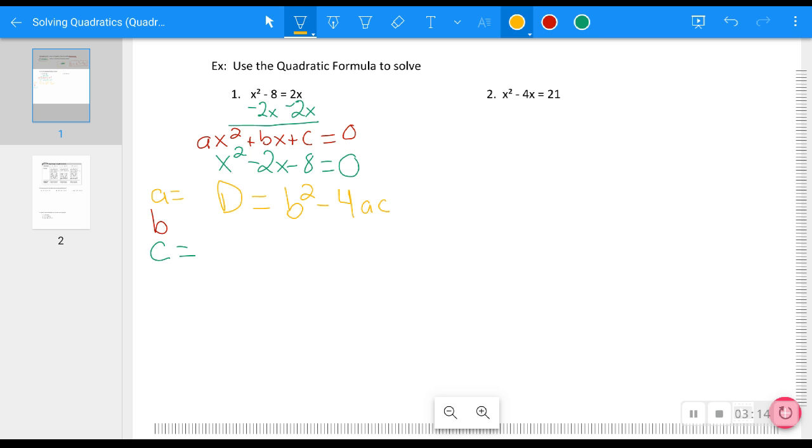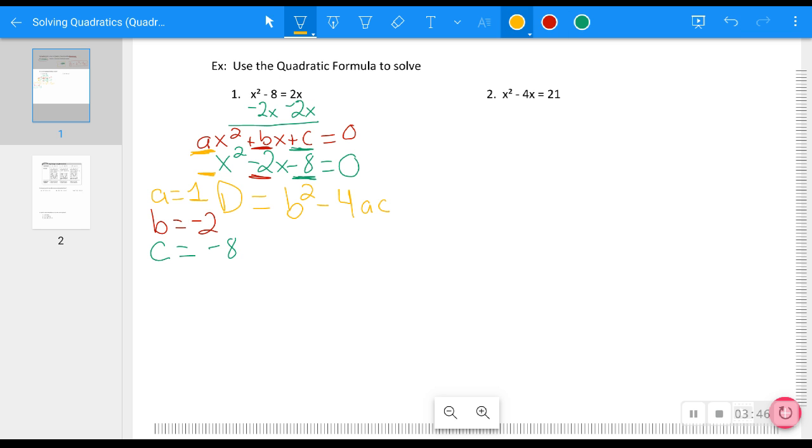To find a, it's always the number right out in front of the x squared. In our case there's nothing there, and if there's nothing, there's secretly a little 1 hiding there. So a equals 1. B is whatever number is out in front of just the x to the first. In this case, our b is negative 2. And last but not least, c is whatever number is hanging out there at the end all by itself. So our c here is negative 8.